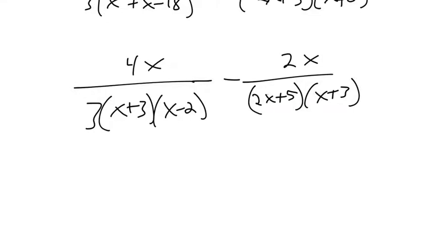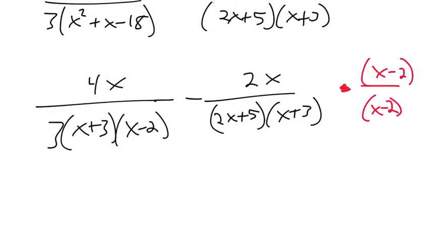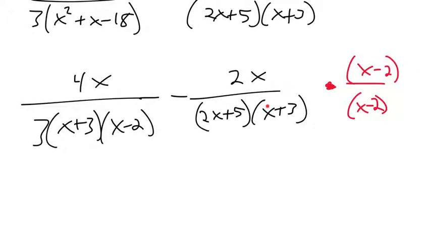So in order to simplify, we need to have common denominators so we can combine the two things. Look, they both have an x plus 3 in the denominator, so that's good. But this one has an x minus 2, and this one does not. So to get that, I'm going to multiply this second fraction by 1, because x minus 2 over x minus 2 is 1 when you divide it. So I'm not actually changing the fraction.